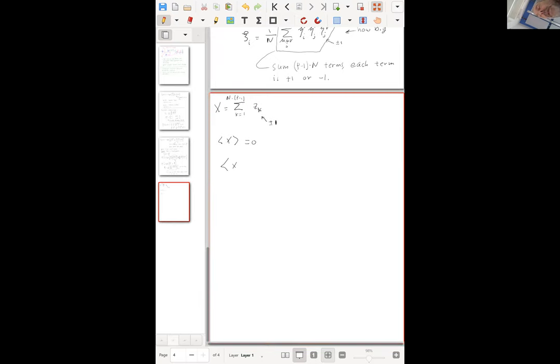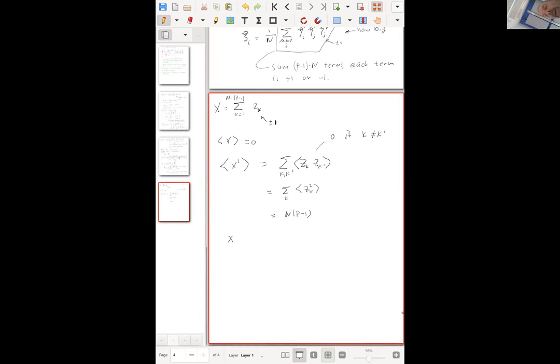All right? What's x squared? So this is the sum on k and k prime, z_k z_k prime, averaged. So this is zero if k is not equal to k prime, okay? Because they're independent. So this equals the sum on k of the average value of z_k squared. And the average value of z_k squared is the easiest thing in the world. Because if z_k is plus or minus one, z_k squared is equal to one. So this equals n times p minus one.